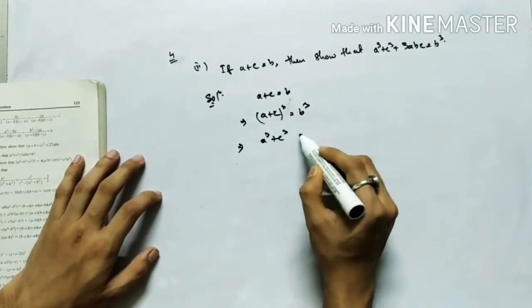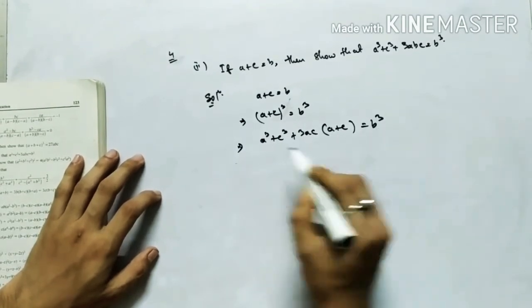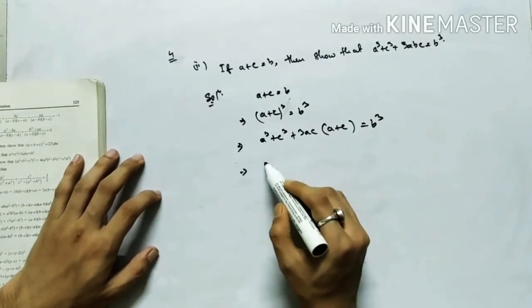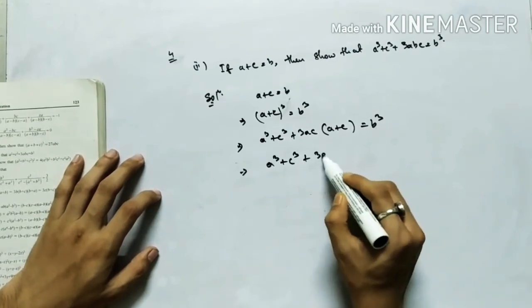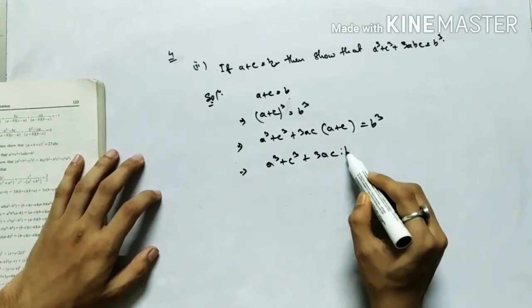This is a cube plus c cube plus thrice ac, a plus c, is equal to b cube. This is the a plus b the whole cube formula. So ultimately it becomes a cube plus c cube plus 3ac, a plus c. A plus c value is b, given. So this is b.